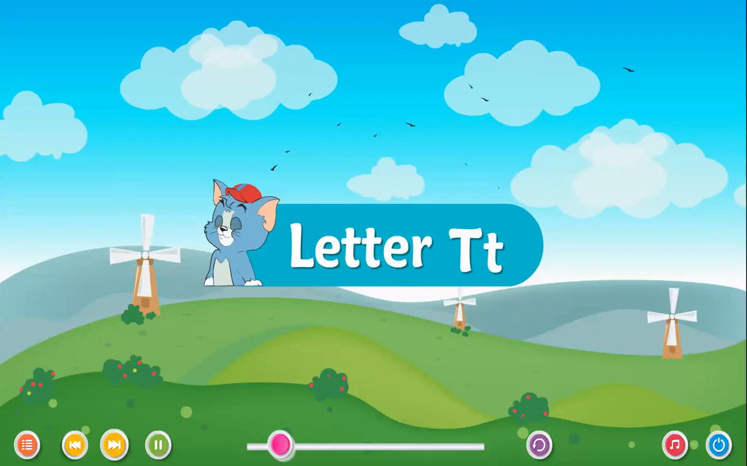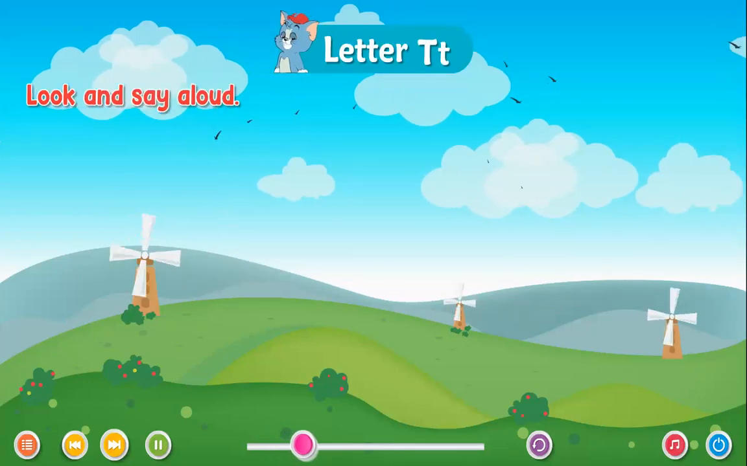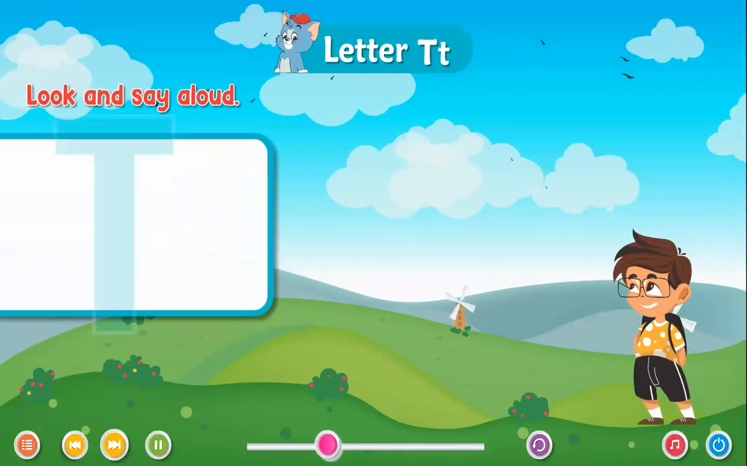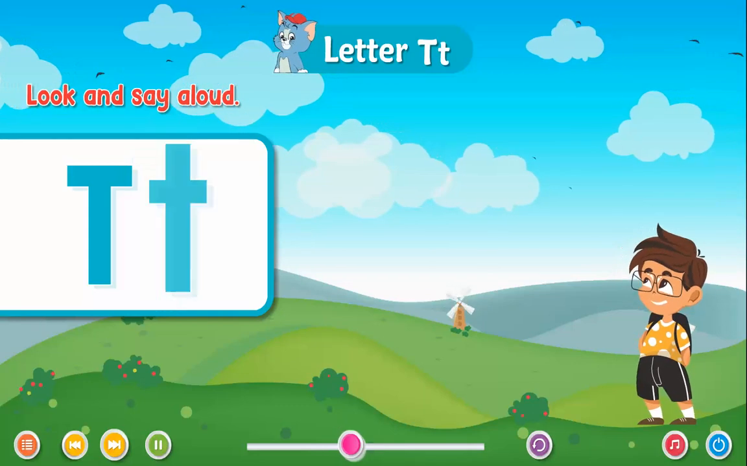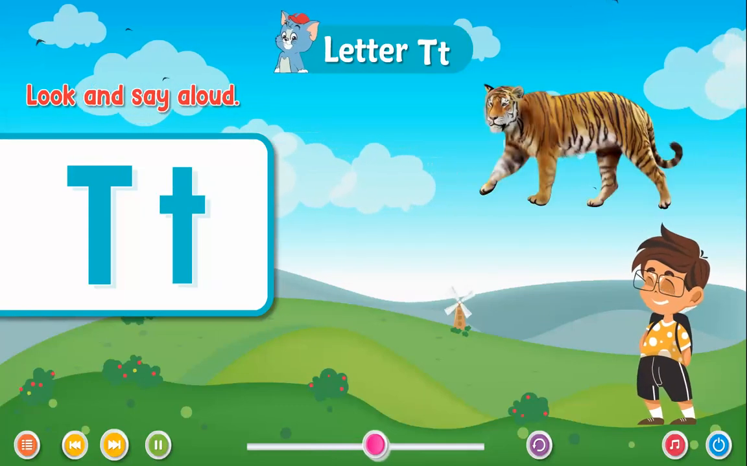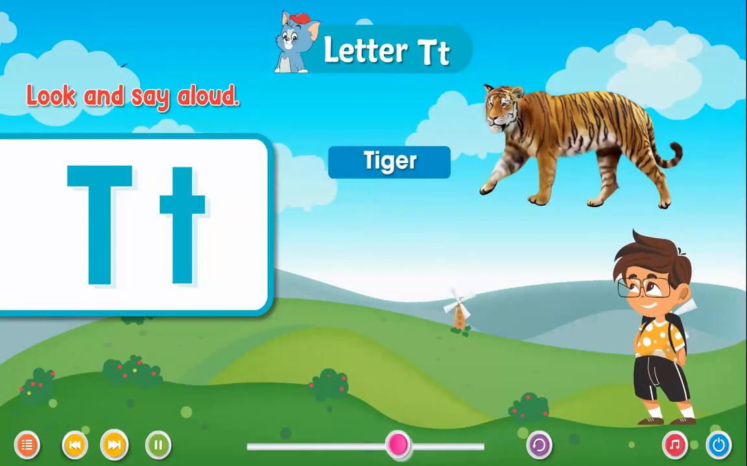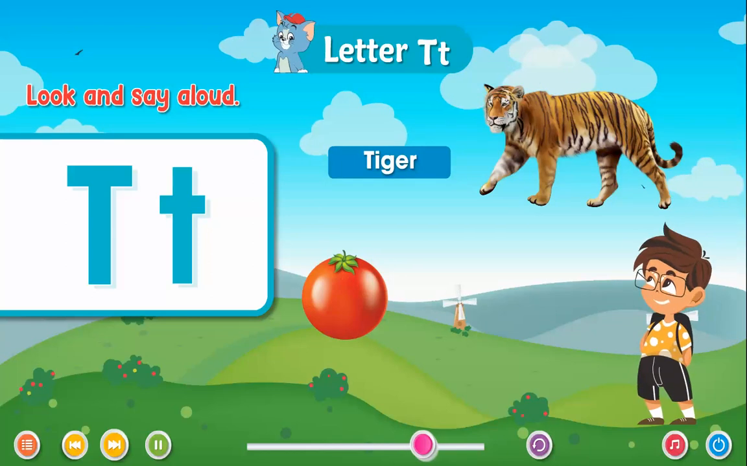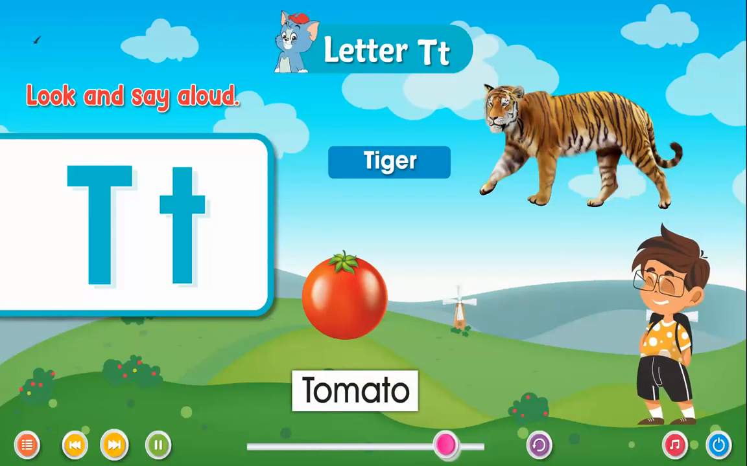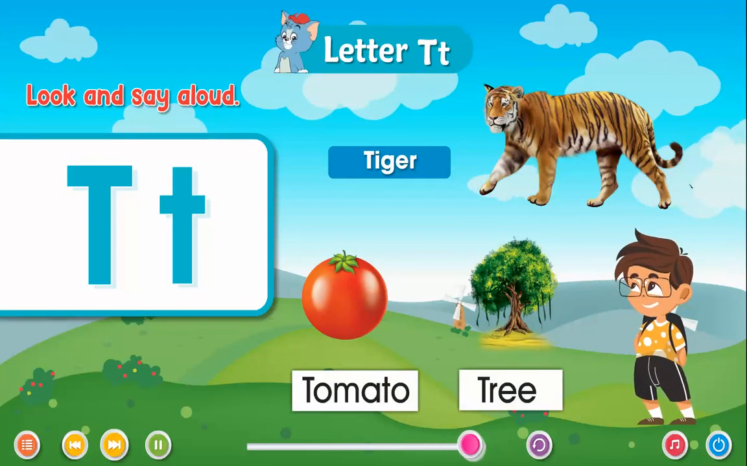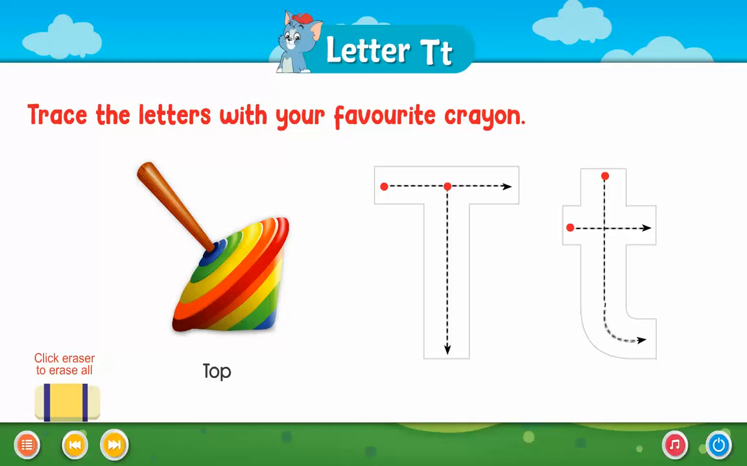Letter T. Look and say aloud. Capital T, small t. T for tiger. T for tomato. T for tree. Trace the letter.